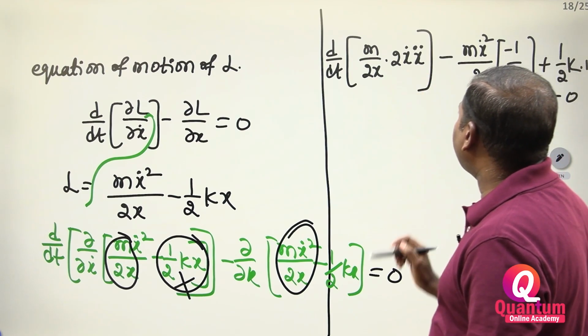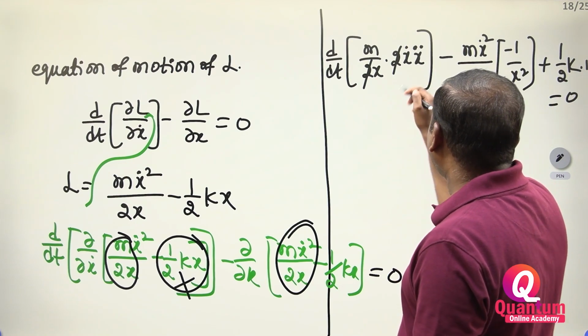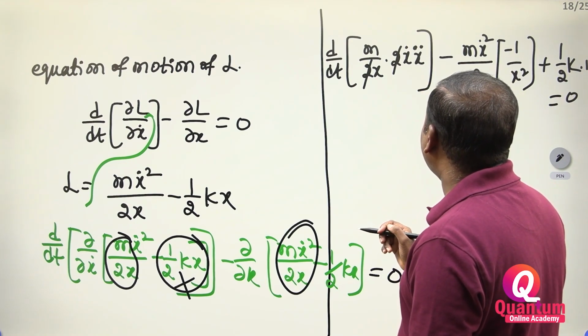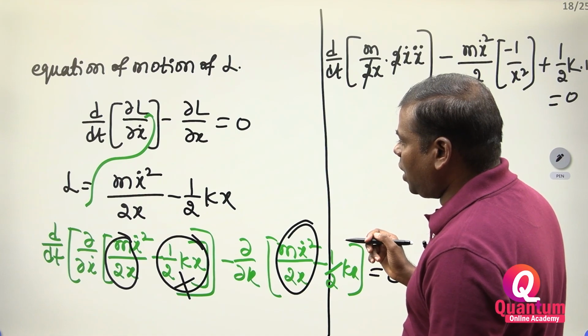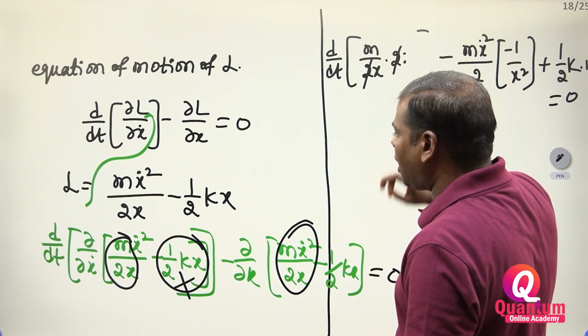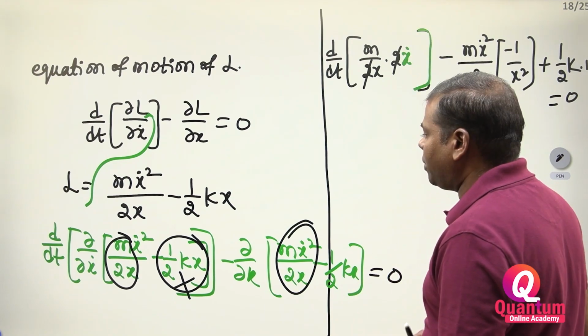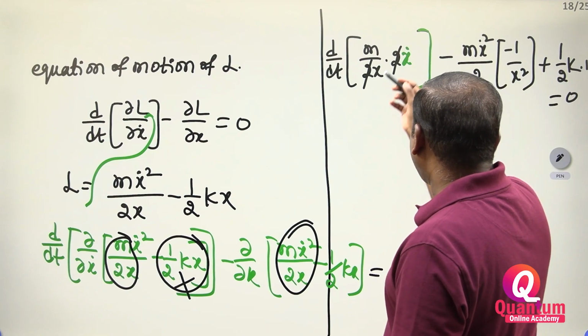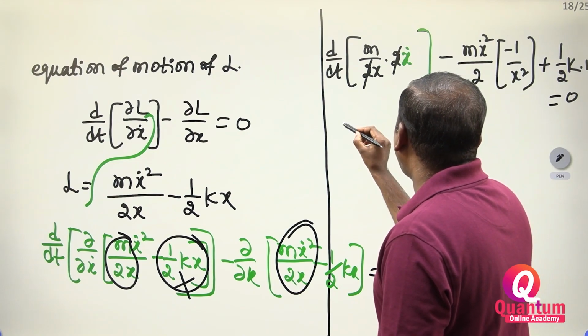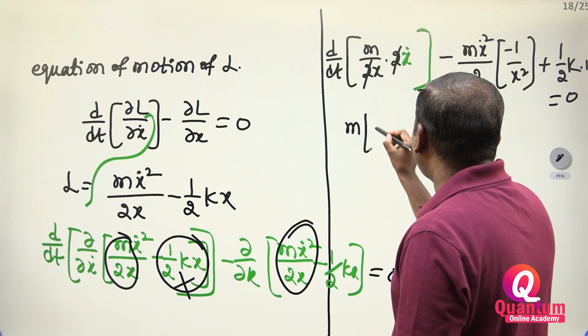Now you have to simplify, the 2 and 1 get cancelled. Now you have to again differentiate. What will happen? You have to see, no need of this one, you won't write it here, 2x dot only you have to take, right? Again you have to differentiate, you have to take m outside. Which one you have to write?